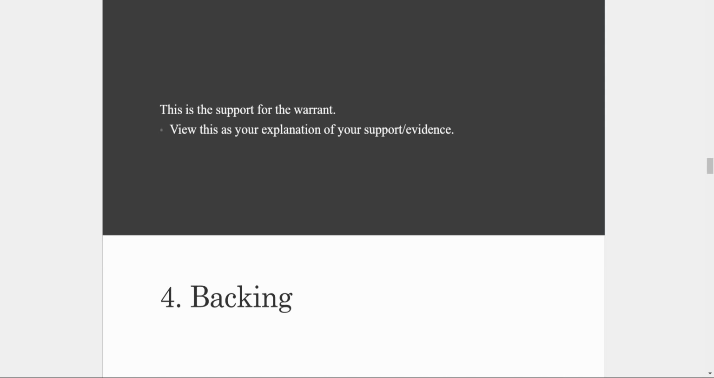This is the support for the warrant. View this as your explanation of your support or evidence. The Toulmin method, unlike the first method and the second method we've used in this course, requires that you provide support throughout the entire document, meaning that you are doing more than just supporting your reasoning. You are supporting your thesis statement directly. You're supporting your warrant directly. You're showing that strong connection. You're also justifying that your argument is worth talking about.